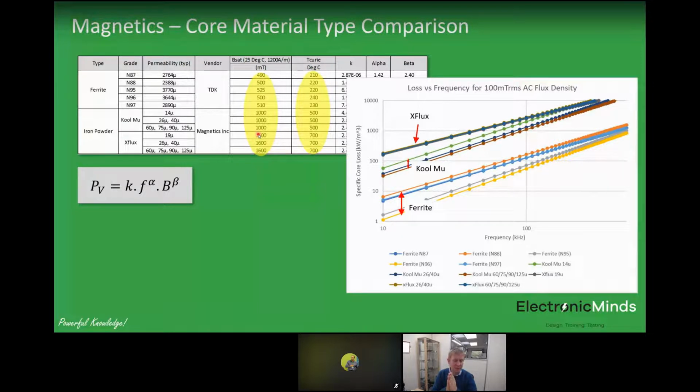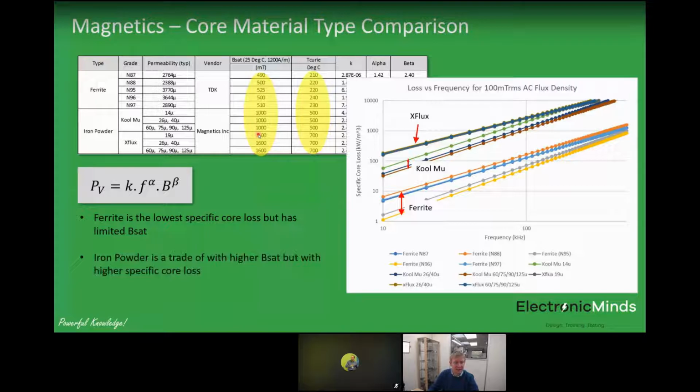As you develop higher power systems running at higher frequency, anytime you've got a fairly high AC content compared to DC, be very careful of using any sort of powder material. Ferrite is normally the best for handling higher delta Bs. You just can't get the loss performance with the iron powder materials. So ferrite is great for a low specific core loss, but it has limited BSAT. Iron powder, again, is a trade-off with higher BSAT, but much higher specific core loss. And again, use that iron powder material for output inductors with high DC currents.